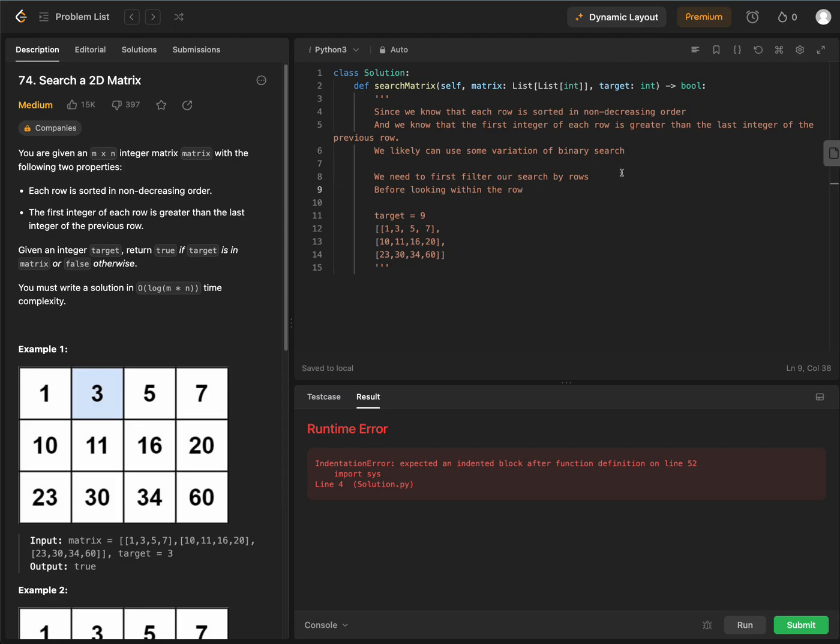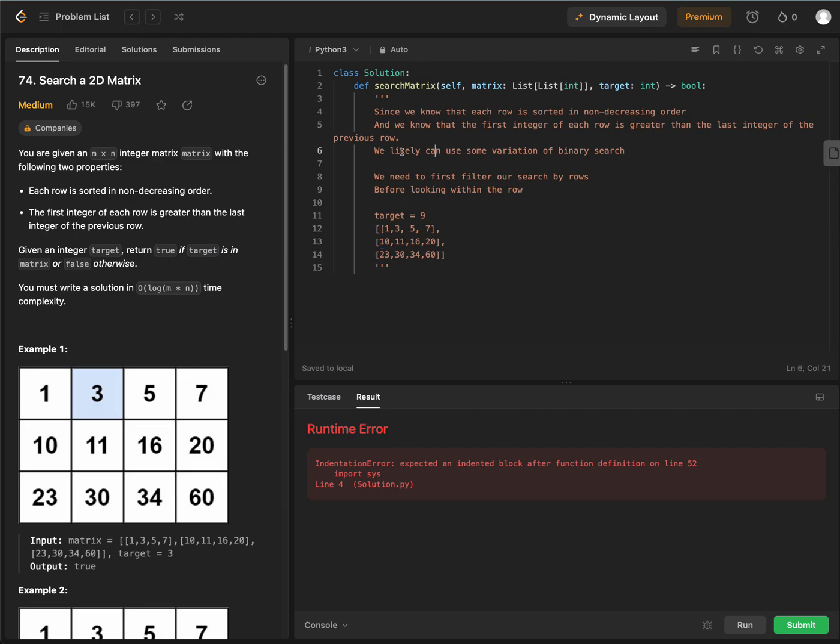So what does this mean? Because we know that the target is 9, we have the first element of each row, which is 1, 10, 23. We are looking at 1 and 10, and since 9 is bigger than 1, we then want to look at 10 to see if 9 is bigger or smaller than 10, to know where to search. And if 9 is smaller than 10, then we know to look in the first row.